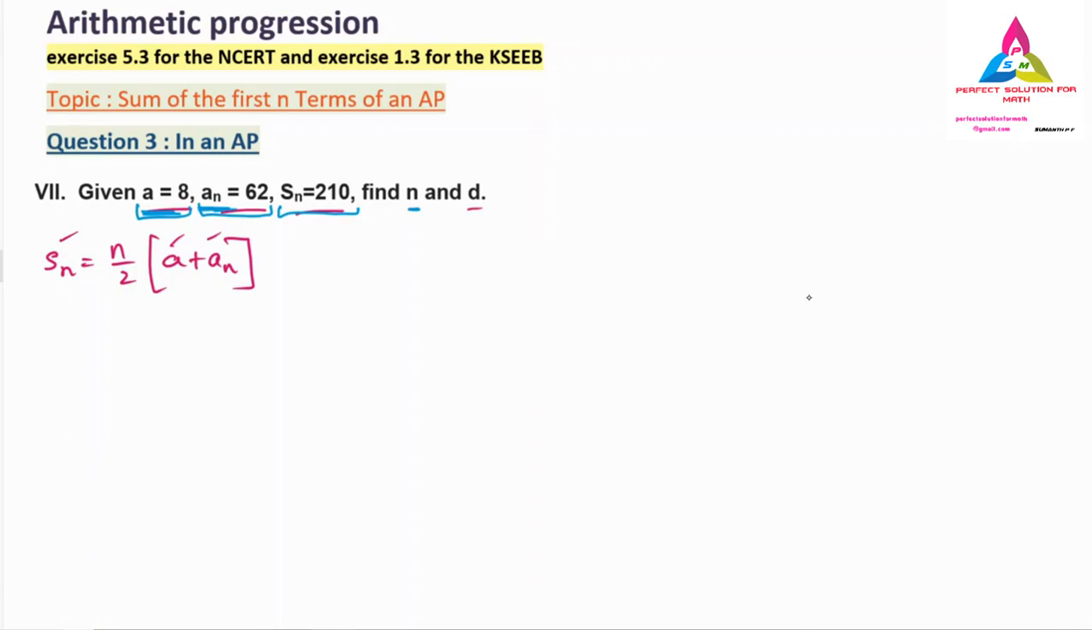Sn value is 210 is equals to n, we don't know, so n by 2 into the a value which is 8, and the an value is 62. So n by 2, 8 plus 62 is nothing but 70, that is equals to 210.